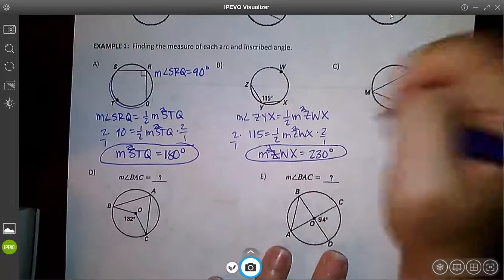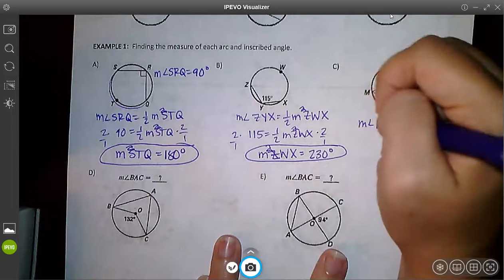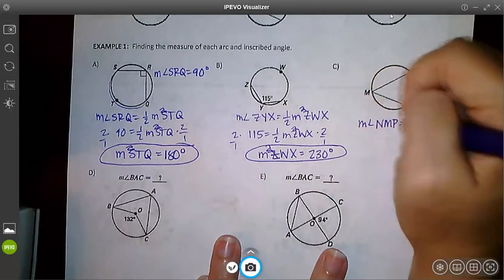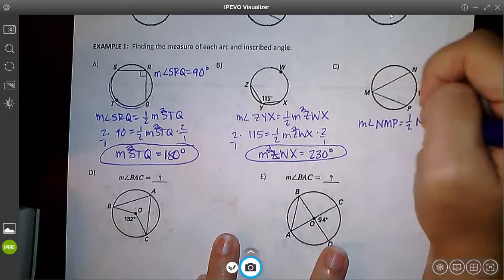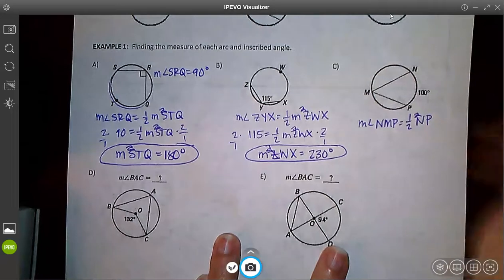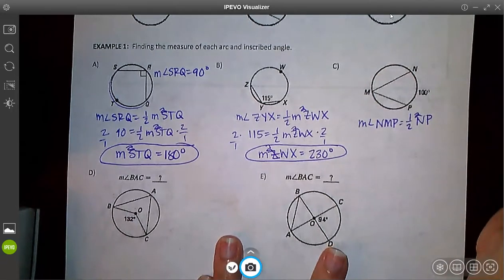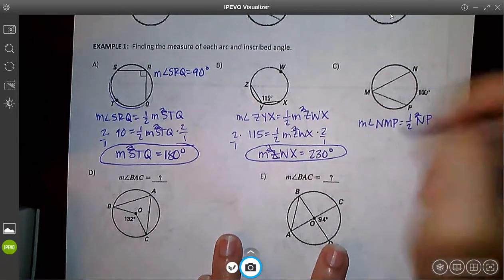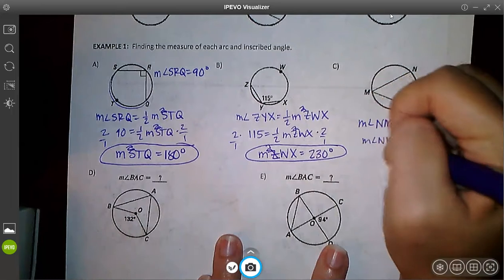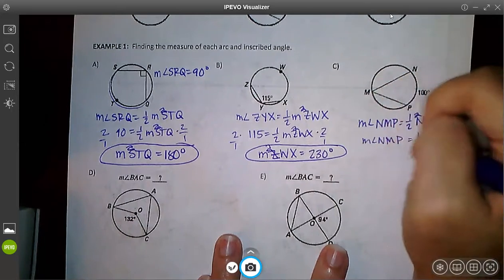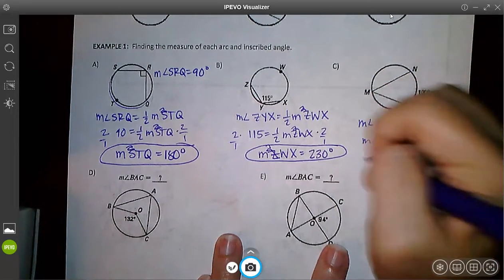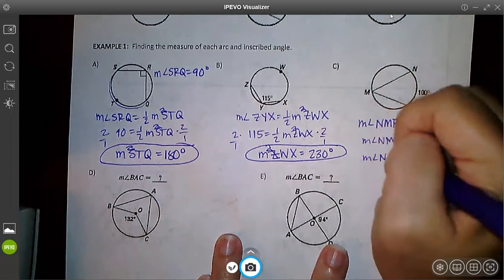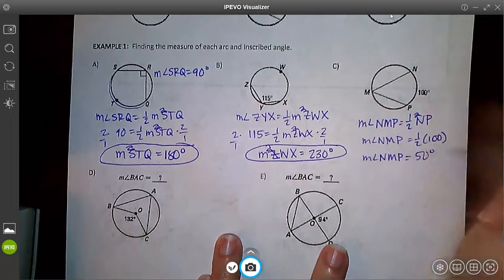Same situation over here. The measure of angle NMP is half the measure of arc NP. Well, we know that our arc is 100 degrees. Pretty sure this is 100. So the measure of angle NMP is 50 degrees.